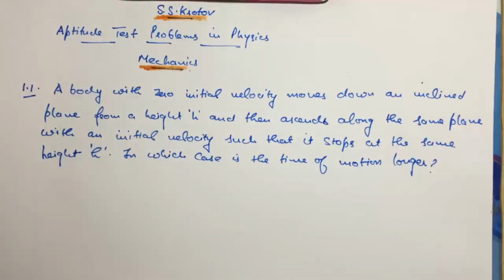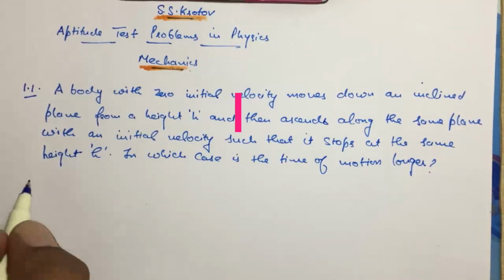So the basic difference between SS Krotov and IE Irodov book is that SS Krotov has much deeper concepts, but in IE Irodov the problems involve much larger calculations. So these two books are different in this way. Calculations in Krotov are not that large, but you need a better understanding of the concept to solve these questions. So let's solve this question.